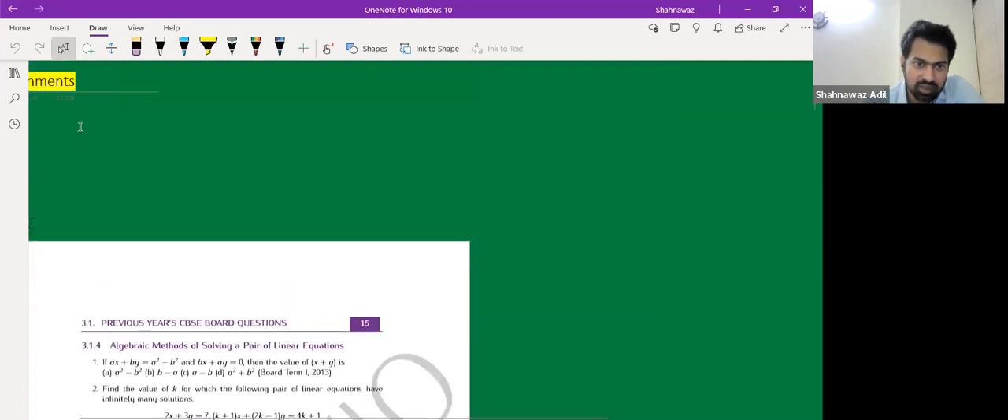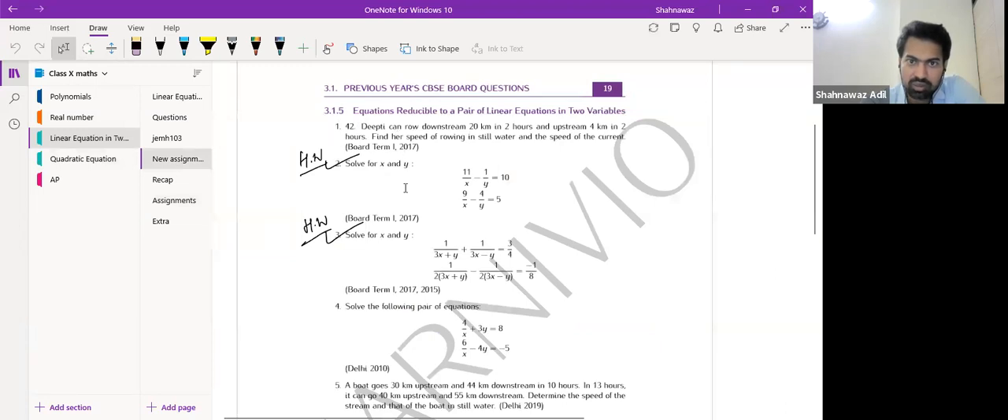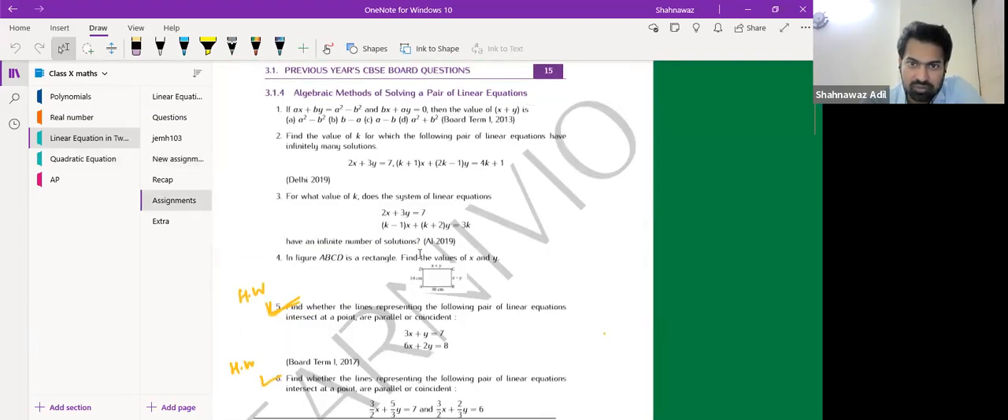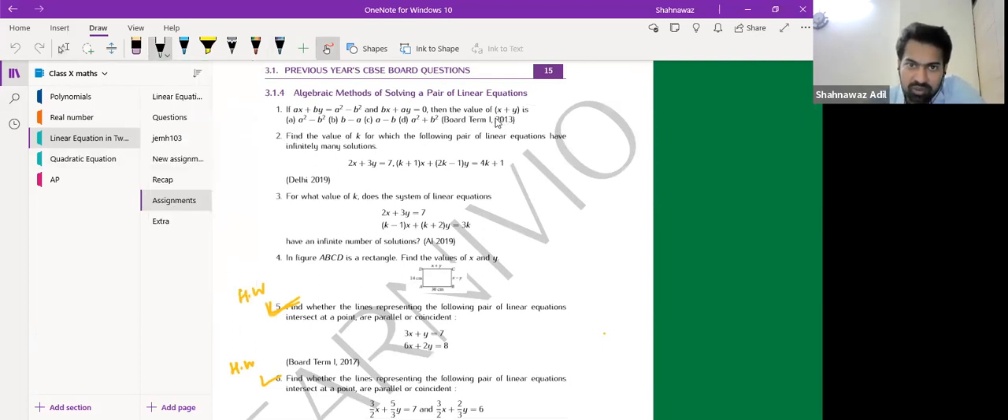This is the algebraic method. Okay, so you guys try 2 and 3. Just try these, and I will talk about this in the next class. Questions 2 and 3 are your homework, guys.